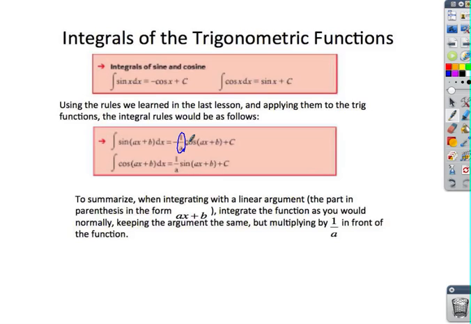Alright? So again, as you've been seeing now, with all of the types of integrals that we've done, we've been looking at all of these with a linear argument. In the brackets, we have an expression that's in the form ax plus b. And the pattern has always been you would integrate the function as you would normally. You keep the argument the same, but you have to remember to multiply by 1 over the coefficient of x in front of the function. Alright?